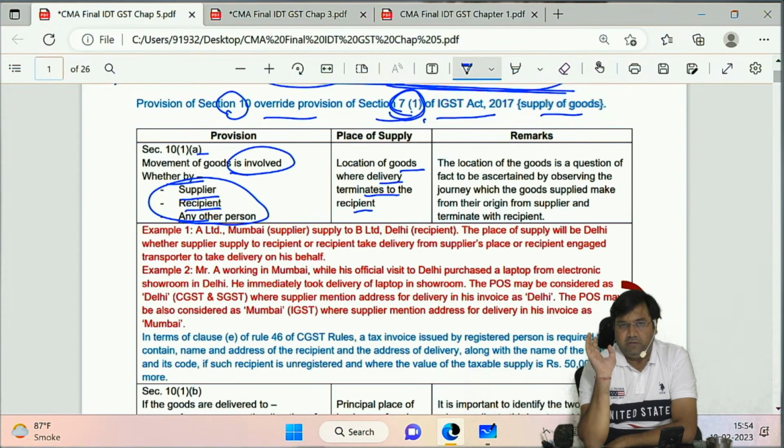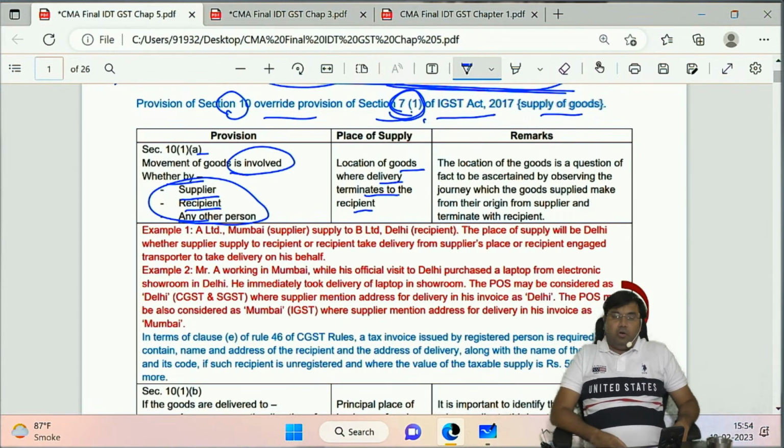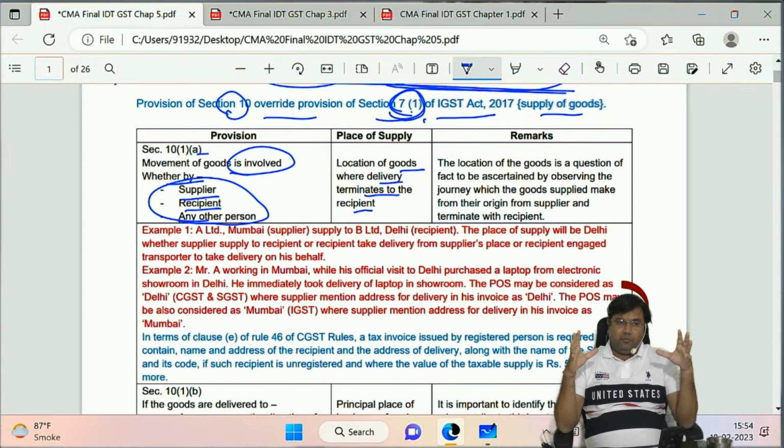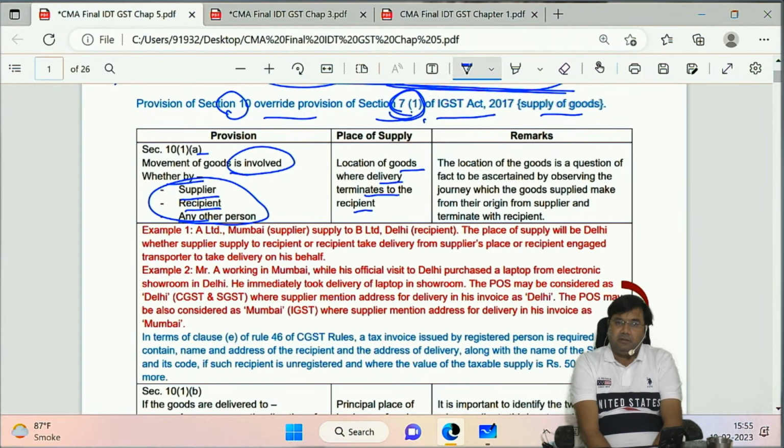Or I appoint one tempo wala. Tempo wala, please go to the shop, take the chocolate and deliver it to my home. So I am engaging a tempo wala or an Ola bike wala, whatever, that is my choice. In fact, Swiggy also you can use for this. Correct? There is a service. So in all these scenarios, whether the supplier starts the movement of goods, or the recipient, or a third person on the instruction of the supplier or recipient, there is a movement of goods.